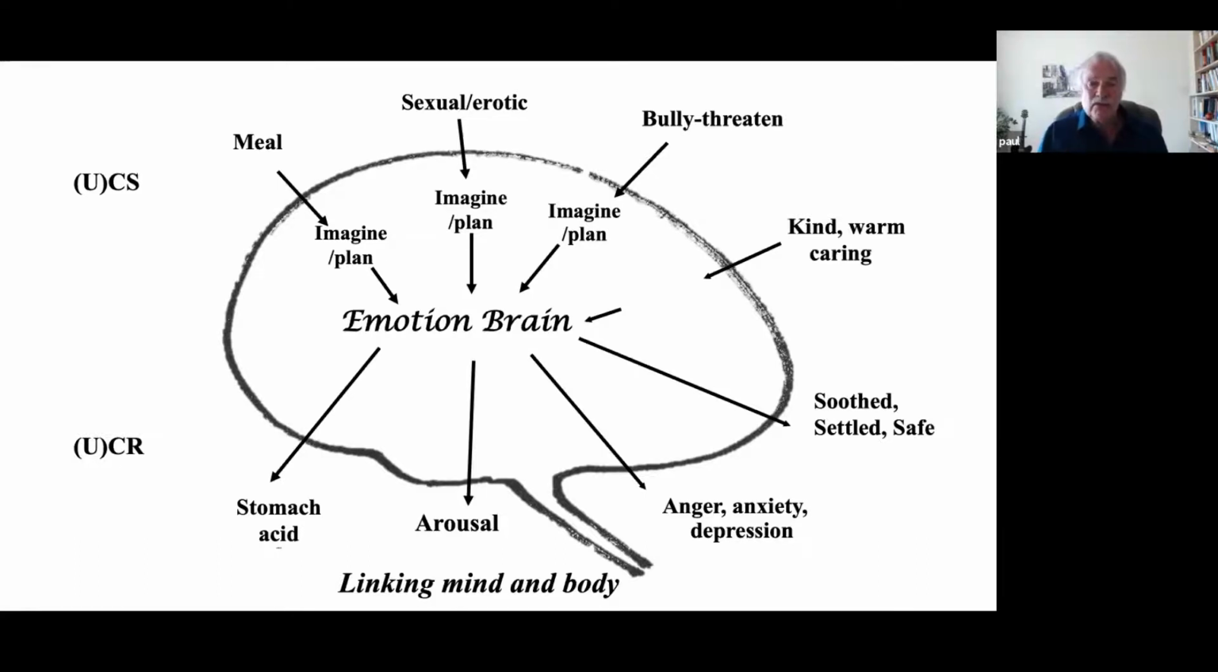Now, if you are in a situation where you're being bullied, then maybe the thing to do is to think about how you might get out of that situation. But the point I'm trying to make is that how we think and how we focus, what we imagine and what we keep in mind, will have an impact on our physiology.